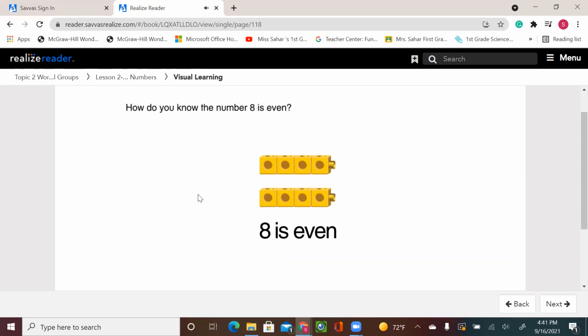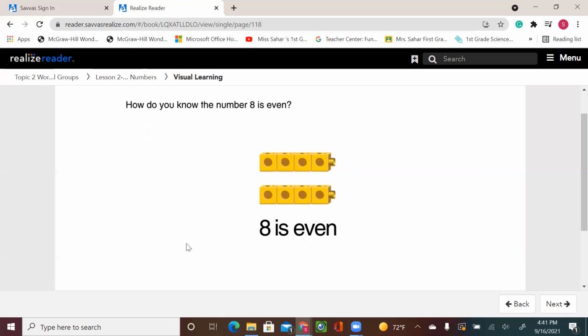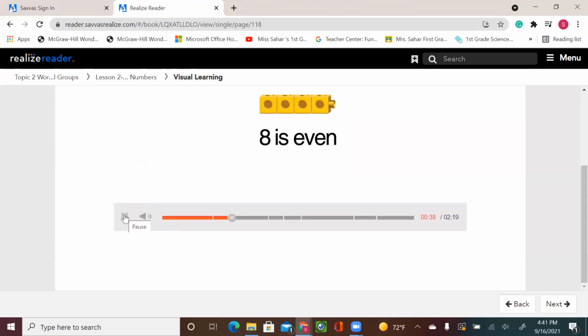How do you know the number 8 is even? Because we split them into two equal parts. The first row, 1, 2, 3, 4. The second row, 1, 2, 3, 4. The number 8 is even because you can separate the train of 8 cubes into two equal parts of 4 cubes each.